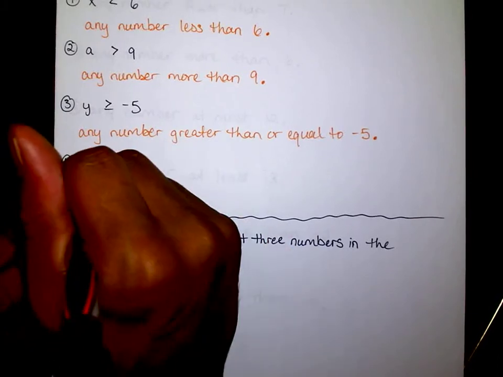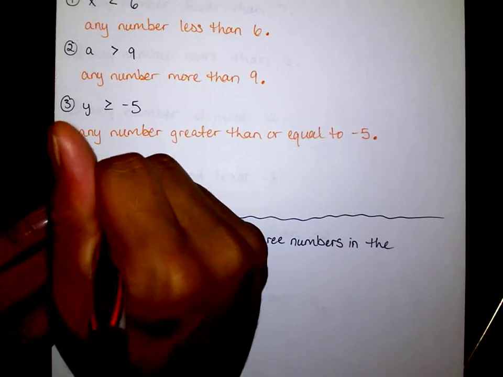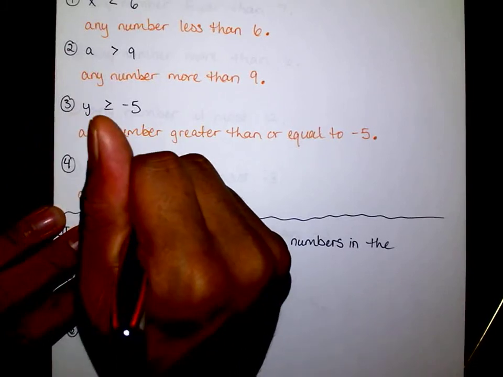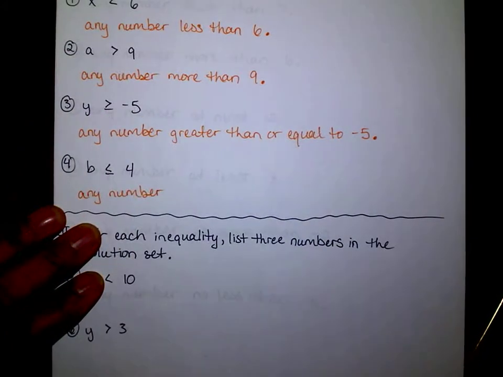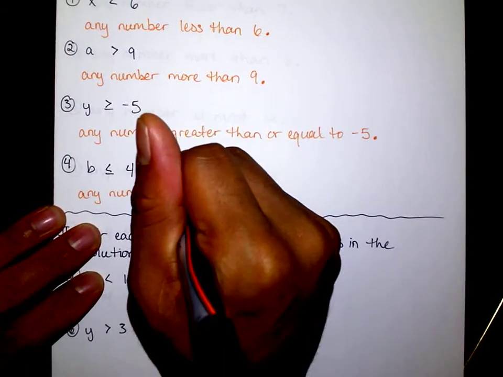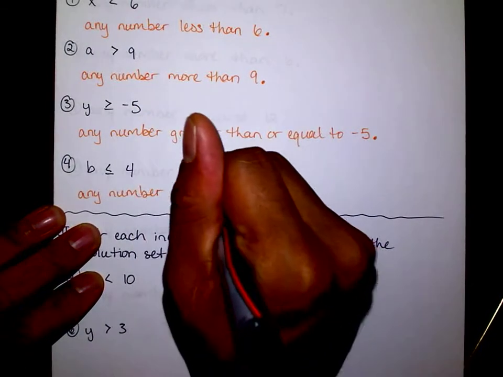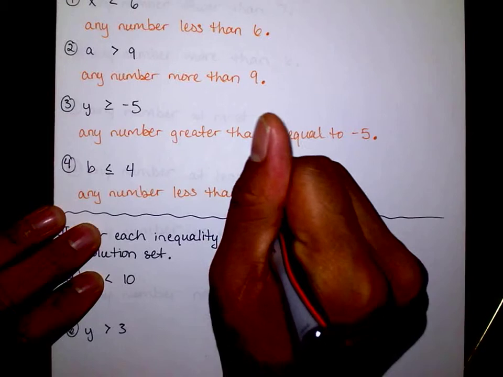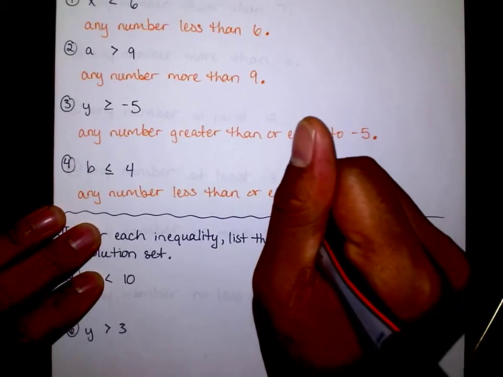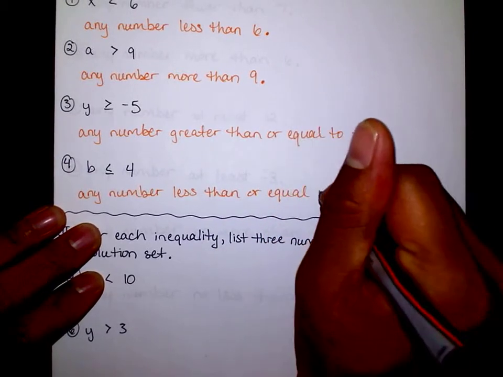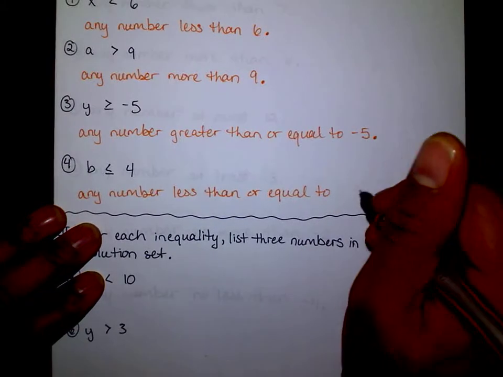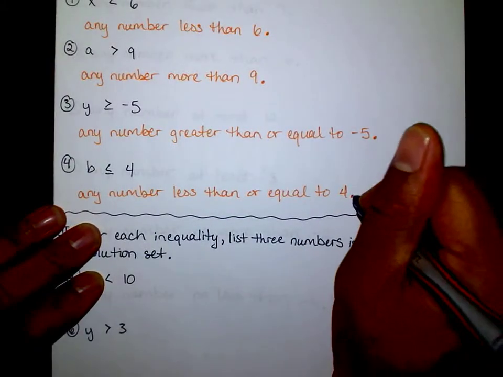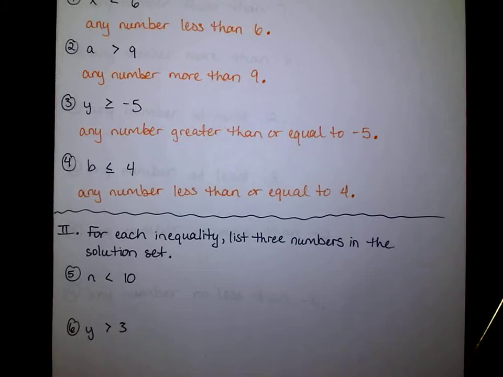And this last one is less than or equal to, or is at most, or is no more than. So any number less than or equal to 4. Alright. Let's take a look at this next section here.